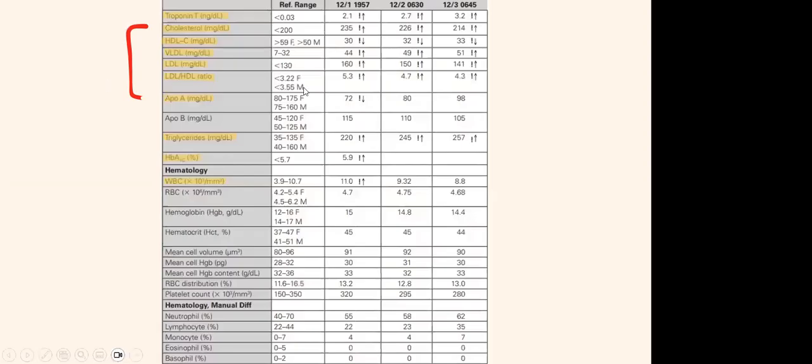Obviously, there are a lot of lab values that we have administered, but the lab values that I've attached are mainly the lipid profile. As you can notice here, the cholesterol is quite high. The HDL levels are low. The VLDL and the LDL are high. And the ratio is quite high. So this shows that we have dyslipidemia. And here the triglyceride amount is also high.